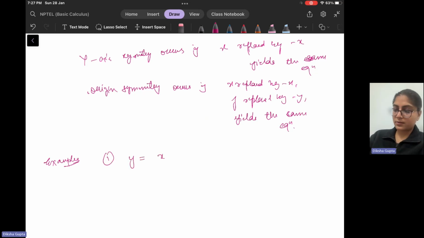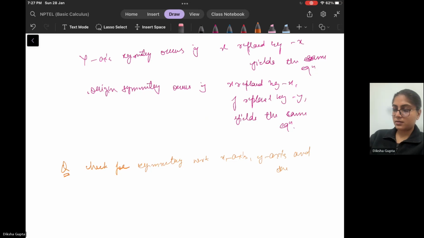y equals x square plus 4. Check, what the question is: check for symmetry with respect to the x-axis, y-axis, and the origin.